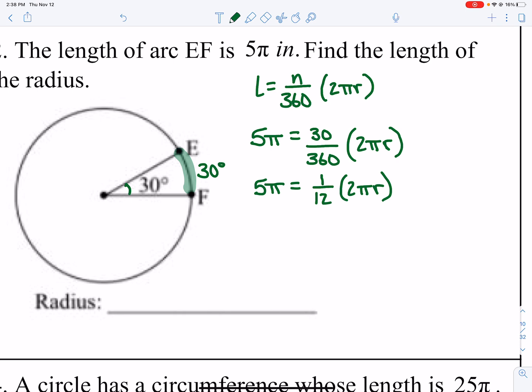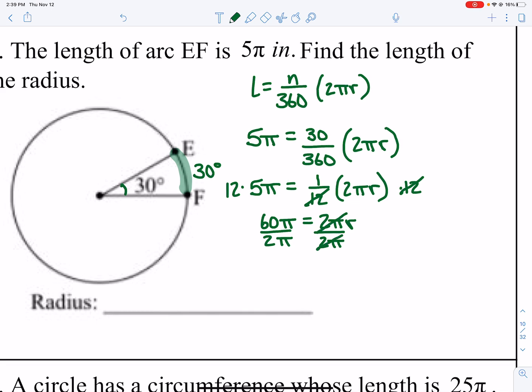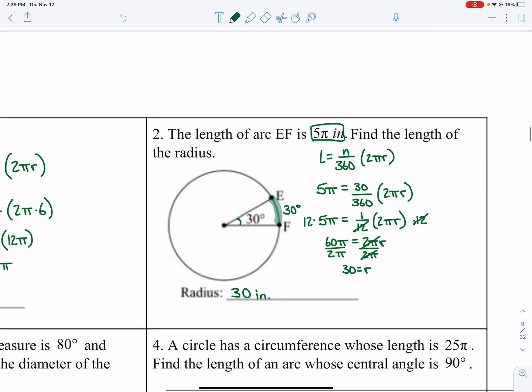All right, so then I would say 1/12 times 2 pi. Let's just multiply both sides by 12 to get rid of that denominator. And so we get 60 pi equals, and then the 12 would cancel out, and we're left with 2 pi r. Then we could divide both sides by 2 pi at the same time to get rid of both of those, and then 60 pi divided by 2 pi would be 30 for the radius. So the radius is 30 inches, because inches was given in the original words of the problem.